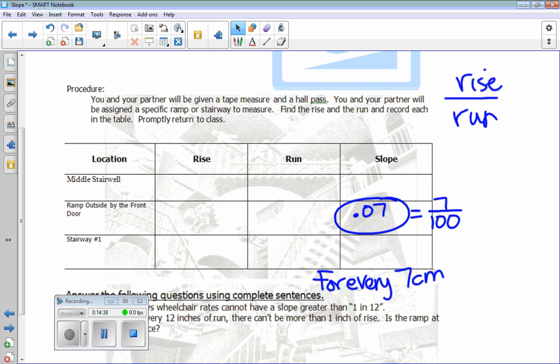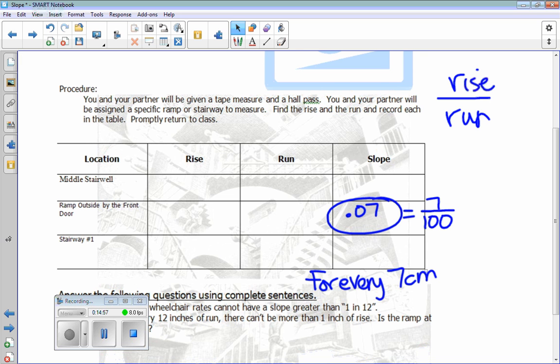Okay? All right. So you should have, well, we've already done 2 sentences so far. One sentence interprets the wheelchair ramp. One sentence compares the middle stairwell to stairwell 1, which one is steeper. And then you're going to do a third thing. If you scroll down, you're going to answer this question.